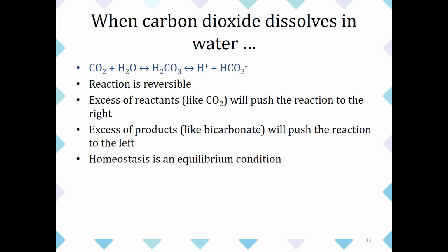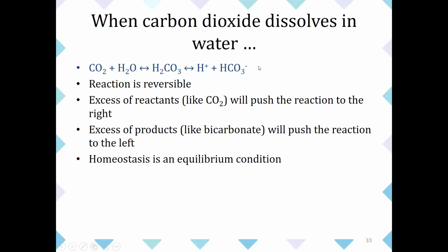So we've talked about it all semester. You should have a really good understanding of this equation. When carbon dioxide dissolves in water, it forms carbonic acid, and this is catalyzed by the enzyme carbonic anhydrase. Carbonic acid is a very volatile acid, and it very readily falls apart into a hydrogen ion and a bicarbonate ion. So this reaction is reversible, and so it can find an equilibrium.